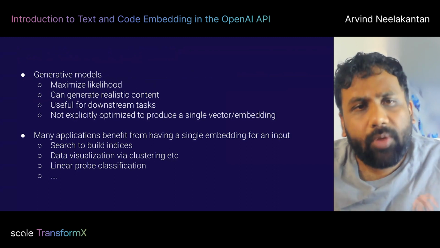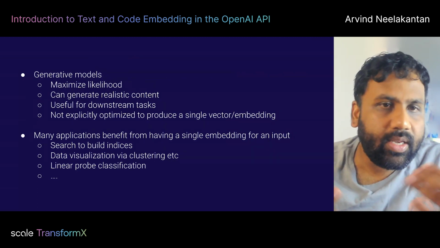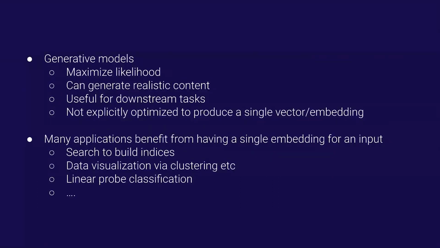So generative models at a high level typically work by maximizing the likelihood. They can generate realistic content. They're useful for lots and lots of downstream tasks. One problem, though, is that they're not explicitly optimized to produce a single vector or embedding of the input. And if you look at it, many applications benefit from having a single embedding for an input.